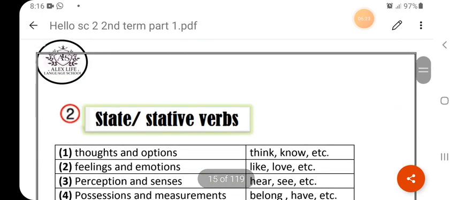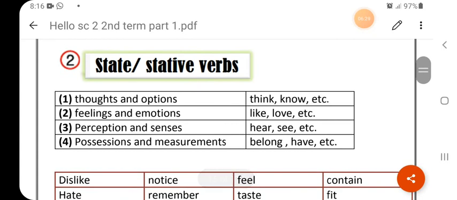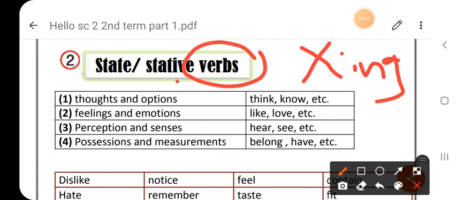Let's move to the most important part in our lesson. It's what? State or stative verbs. Such verbs that we will speak about now, they don't take ing. Again, such verbs don't take ing. And we call them in grammar stative verbs. Stative verbs mean verbs that express no actions. They are stative. They are stopping in their places.